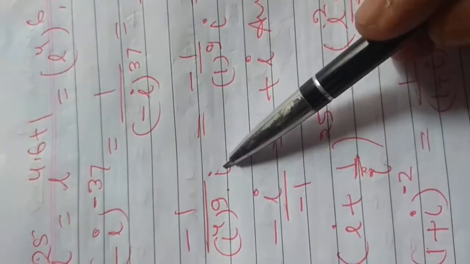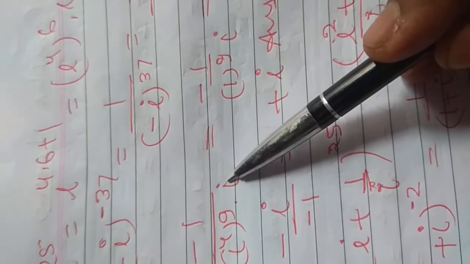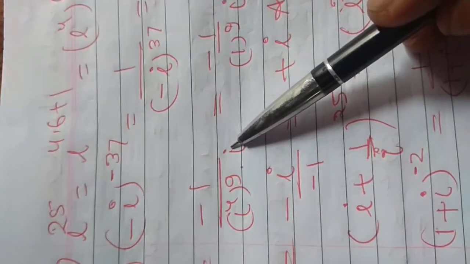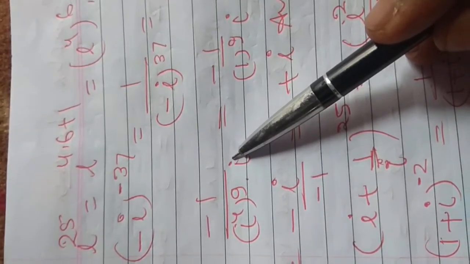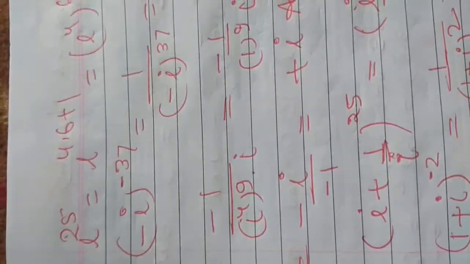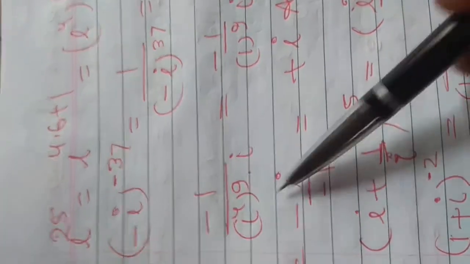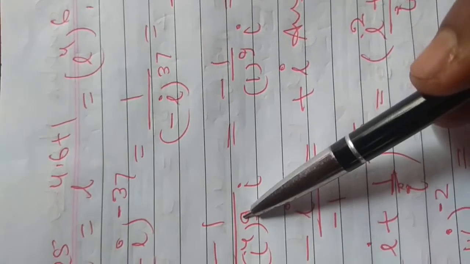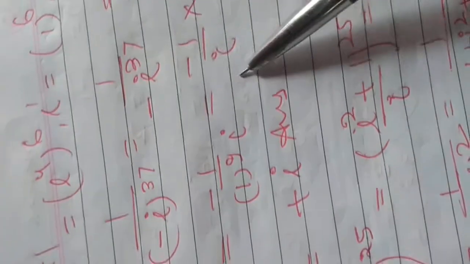whole 9 into I, by using the formula x to the power m plus n is written as x to the power m into x to the power n. I repeat again, x to the power m plus n is written as x to the power m into x to the power n. So we can separate that term, that value is 1. 1 to the power 9 is 1. 1 into I is I. So we get minus 1 upon I.